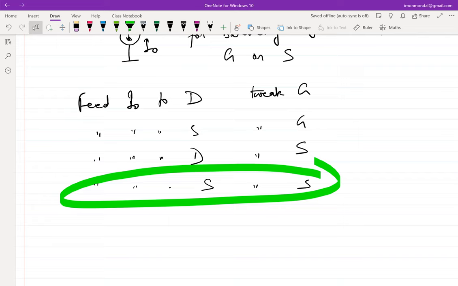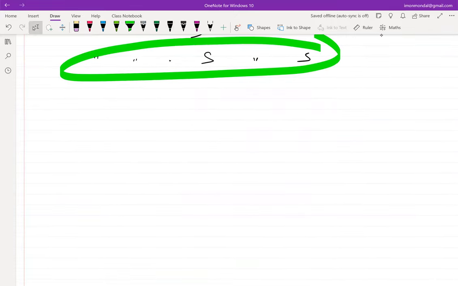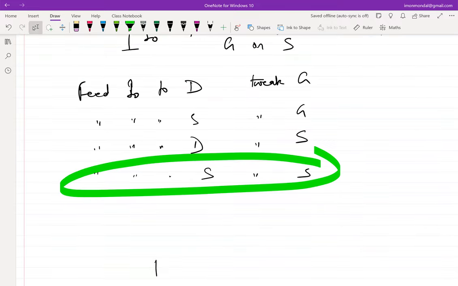Negative current, taking out, right? Okay. Oh, tweak source. Let's see. We'll do that.